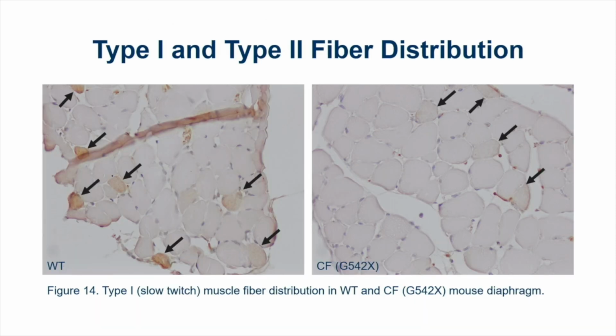So in addition to profiling myokine expression, we also wanted to look at the histological differences in the skeletal muscle of our wild type and our CF mice. So we performed immunohistochemistry to look at type 1 and type 2 fiber distribution, and our initial studies have found that in the CF skeletal muscle, there is less of the type 1 fiber. However, we need to perform more studies to really draw a firm conclusion on this.